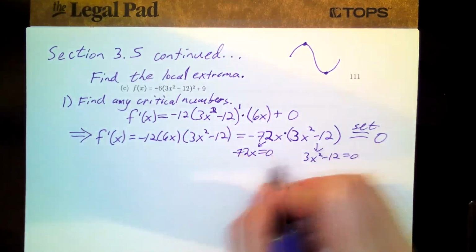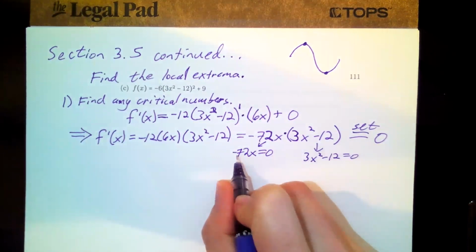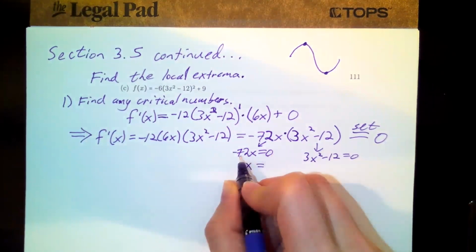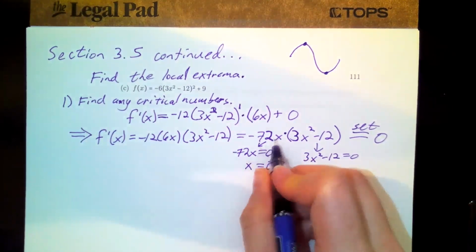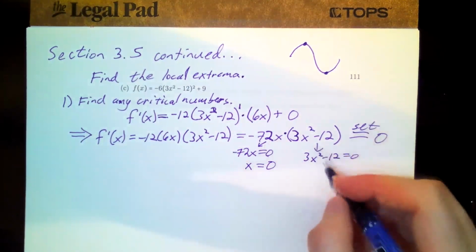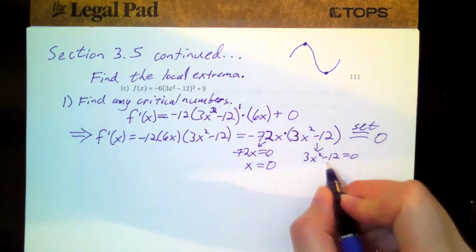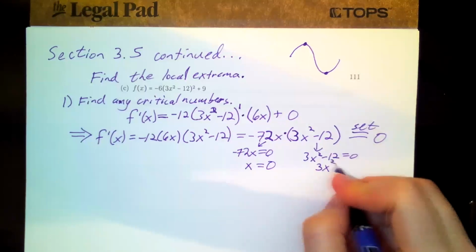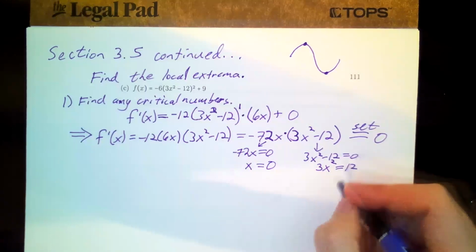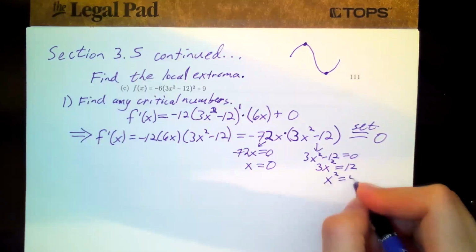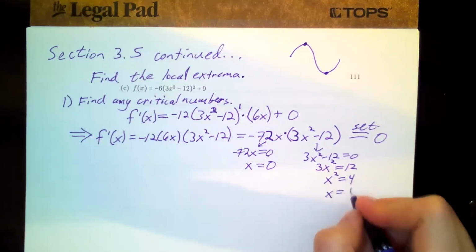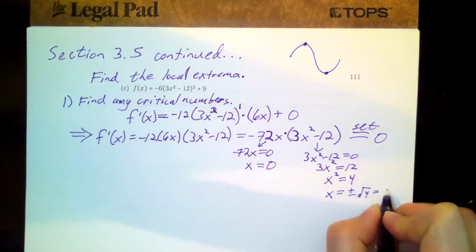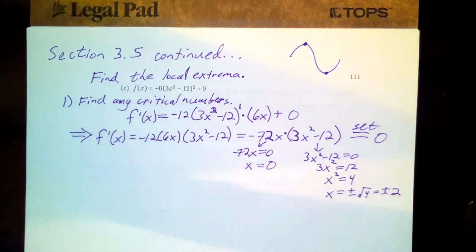So when I have negative 72x equals 0, if you solve this algebraically, you would have to divide both sides by negative 72. But 0 divided by negative 72 is still 0. So from this route, I get a critical number: one of them is going to be x equals 0. From this other part, I'm going to solve algebraically. I'm going to add that 12 to the other side. I get 3x squared equals 12. Divide both sides by the 3 so that you get x squared is equal to 4. And then square root both sides. Don't forget the plus or minus. The square root of 4 is 2, so I have plus or minus 2 as a result there.